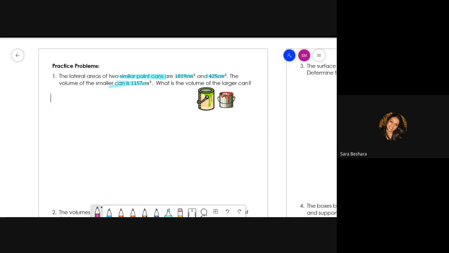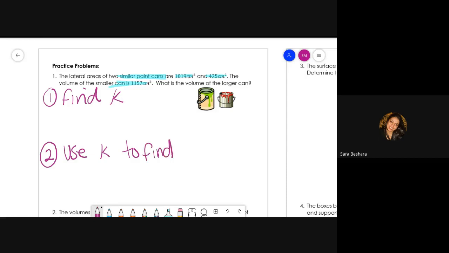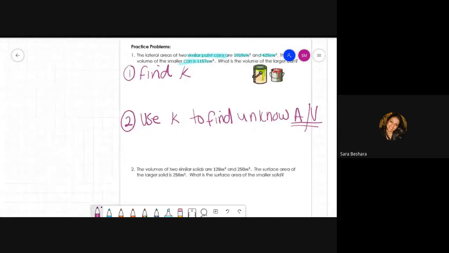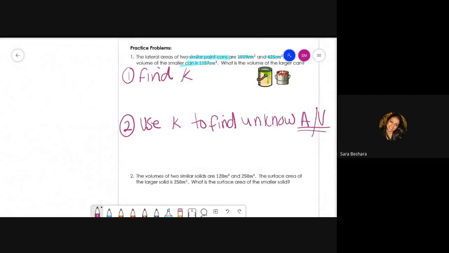First, you have to find k. You have to find the scale factor. And then two, we're going to use k to find the unknown. The unknown can be area, can be volume. All right? So I'm going to zoom out a little bit, and then I'm going to show you here on the side after we write down the given information.